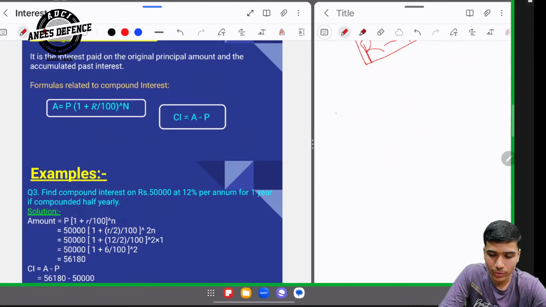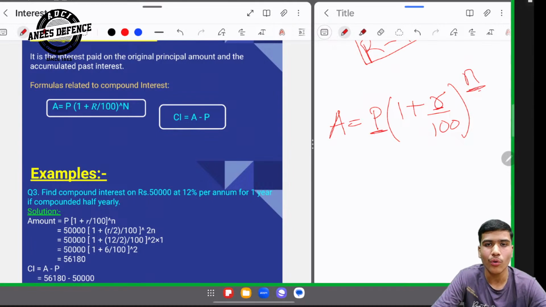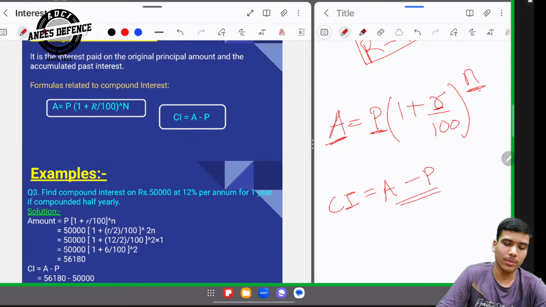For compound interest, we have the formula: amount is equal to principal into (1 plus r upon 100) raised to n, where P is principal, r is rate of interest, and n is number of years. This is the formula for amount, and the formula for compound interest is equal to amount minus principal, as I mentioned here.